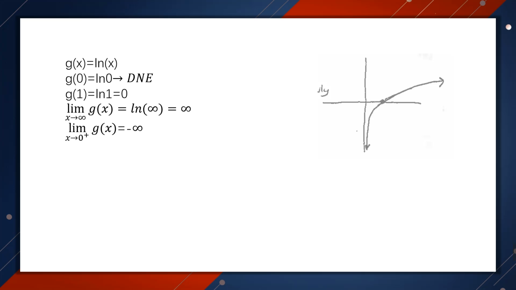Then g of 1 equals natural log of 1. In the graph, we can see that the value is 0. Then we find the limits. The limit of g of x as x approaches positive infinity equals natural log of positive infinity, so it is also positive infinity. But the limit of g of x as x approaches 0 from the right side, the value is negative infinity.